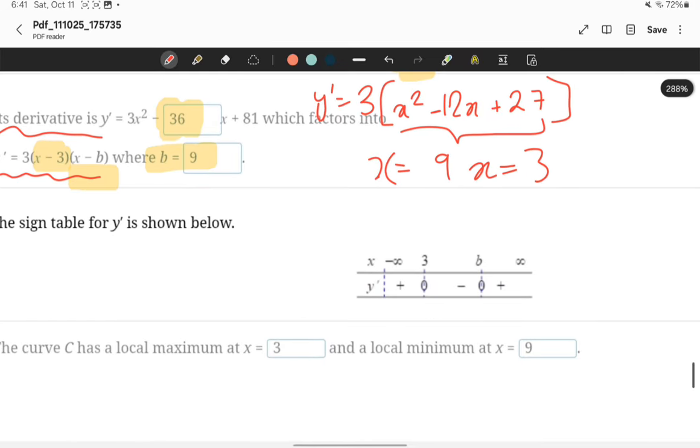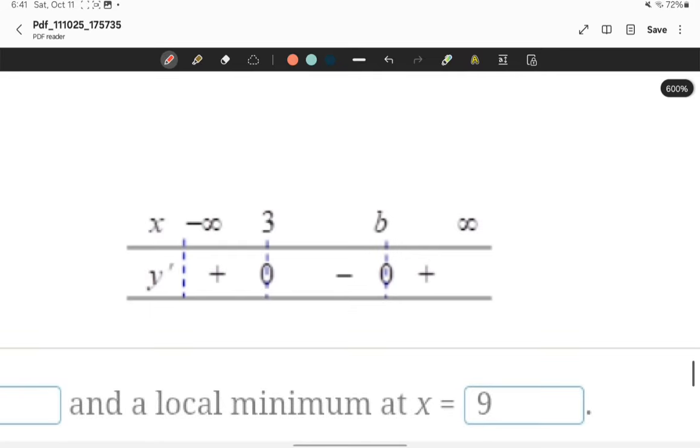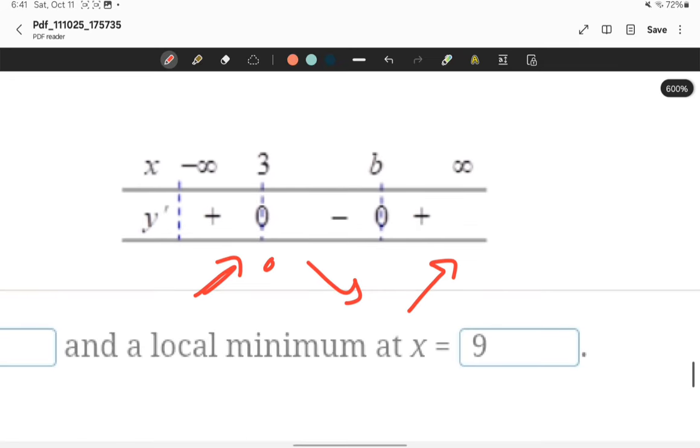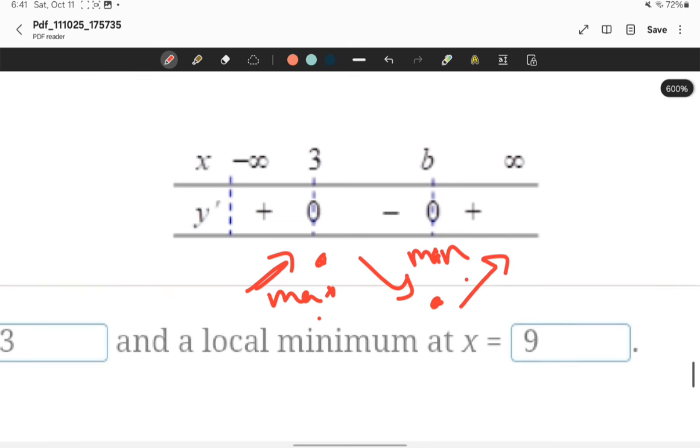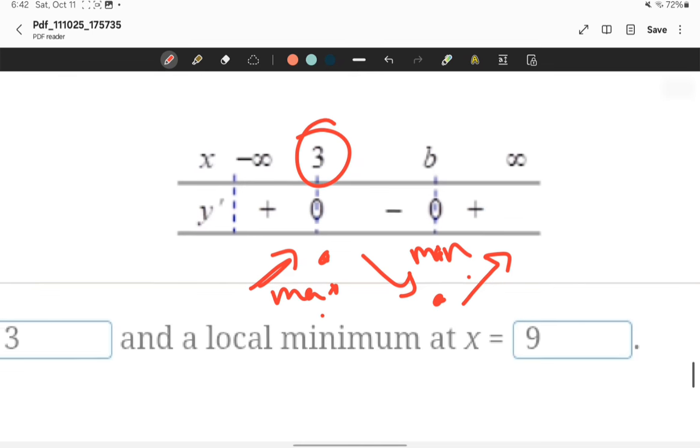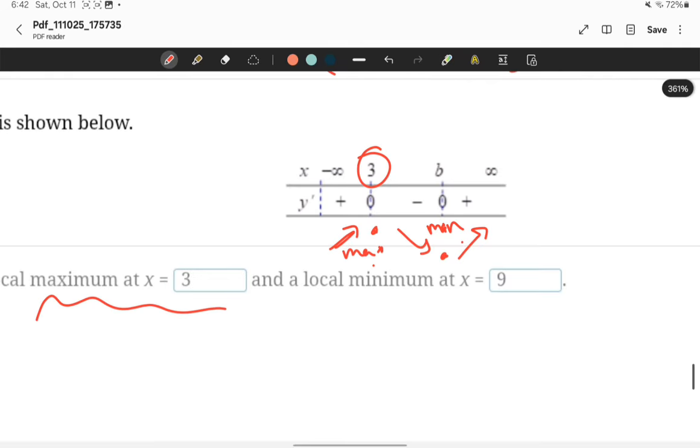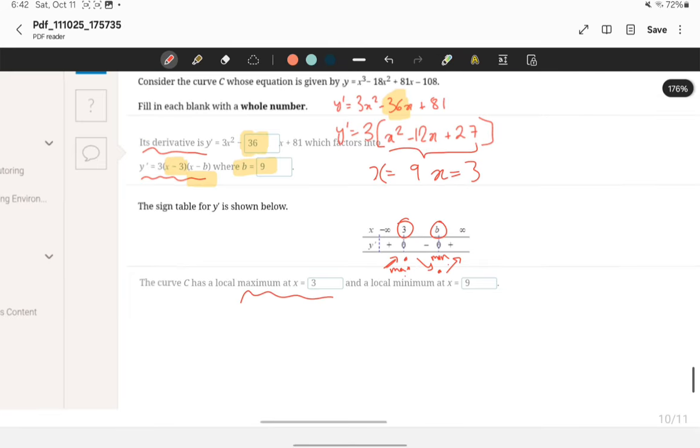Now, the curve C has a local maximum at x and a local minimum at x. Okay, here they already gave us everything we need. Just go ahead and draw our arrows straight away. So that means this point is a max and this point here is a min, right? Here's maximum, here's minimum. So the maximum is at x is 3, and the minimum is at b, which we got before as 9. This came last week, so not too much time on this.